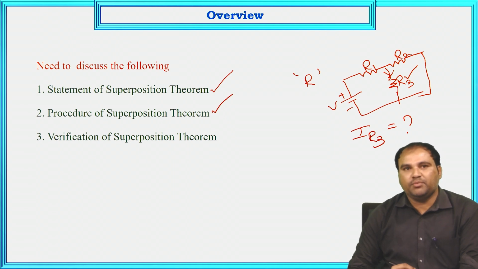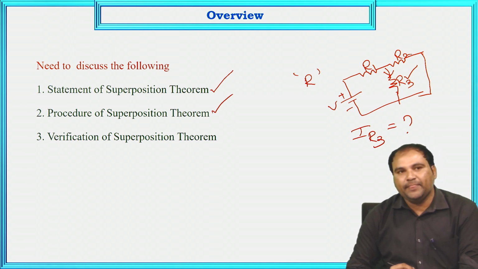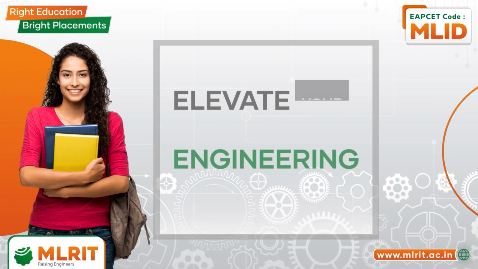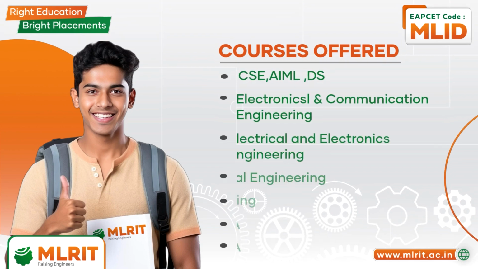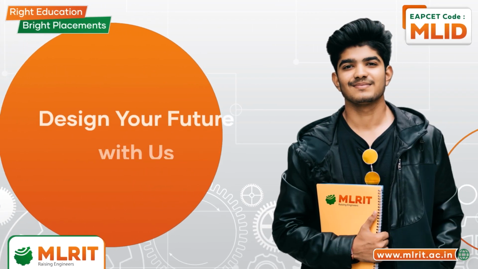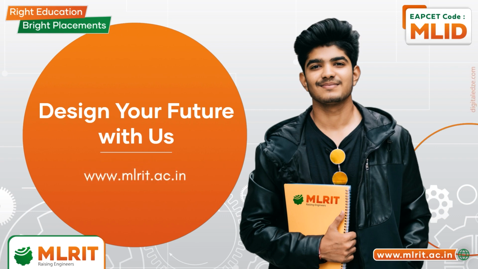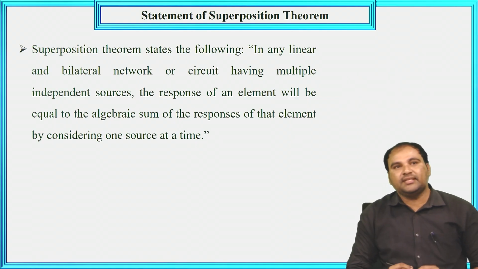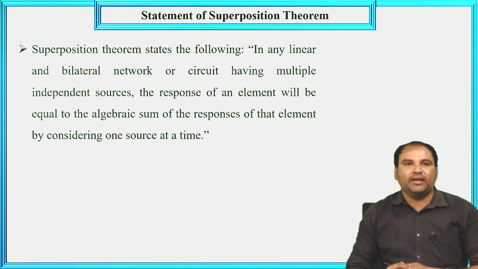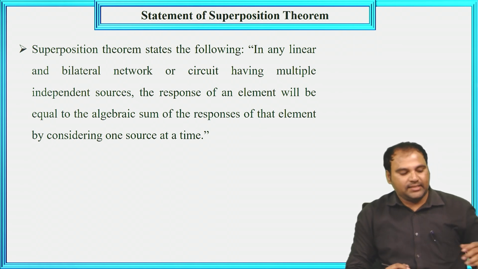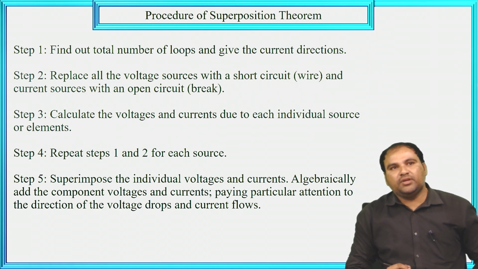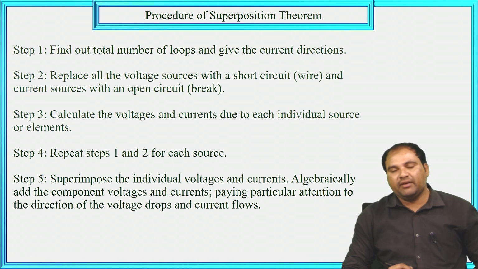The procedure of the superposition theorem has some steps. This is the statement: in any linear or bilateral network containing two or more voltage sources, the total current is equal to the algebraic sum of the outgoing currents. Here is the statement of the superposition theorem. Now we have the procedure, and we have some steps here.